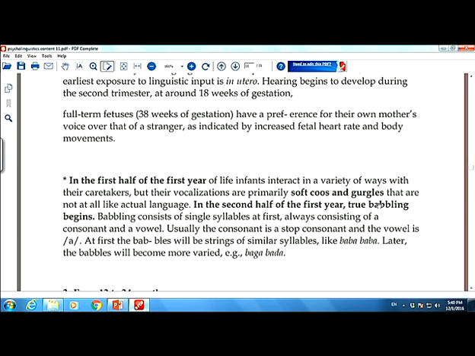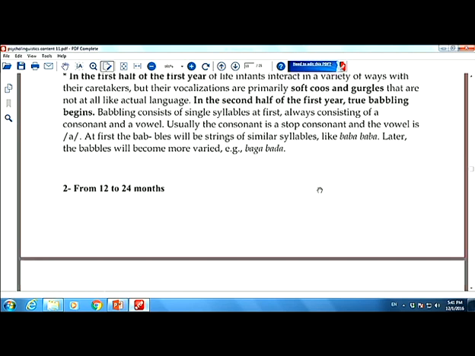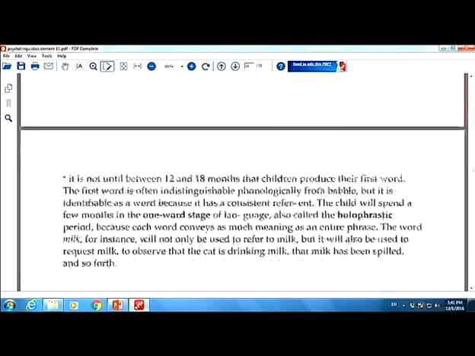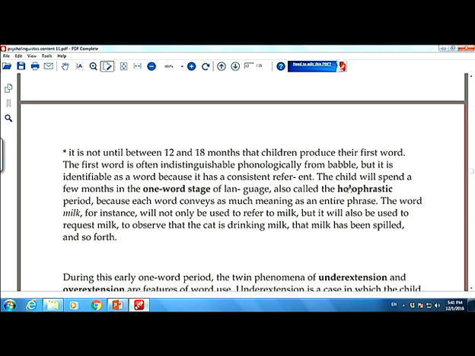So as you can see, when you see something written in bold, you should focus on that. Definitions, focus on definitions. Try to understand them. We have some paragraphs just for reading and understanding the content of the course. Then from 12 to 24 months, this is the one word stage, also called holophrastic period. Why is it called holophrastic period? Because each word conveys as much meaning as an entire phrase. So instead of saying a phrase, the child will only use one word.